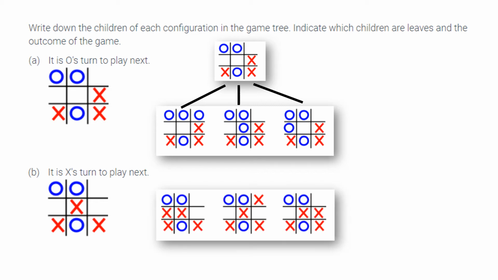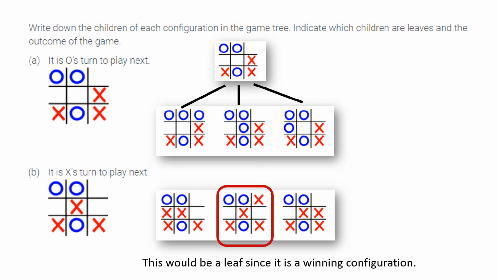So on part B, they give us this, and they tell us it's X's turn to play next. So again, imagine what they gave us as the vertex, and we're looking for the children there. So X could go in any of these 3 slots that are left. So we could put those there. And then which of those would be leaves? The middle one would be a leaf because X has won. So that would be a leaf. Okay.